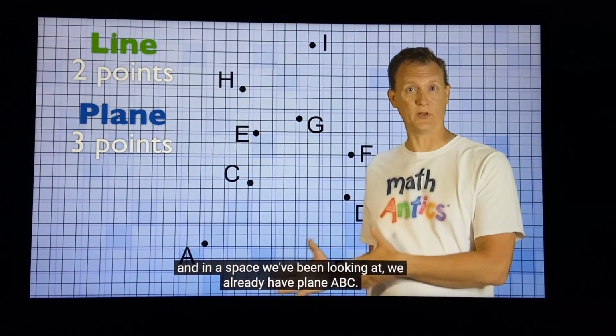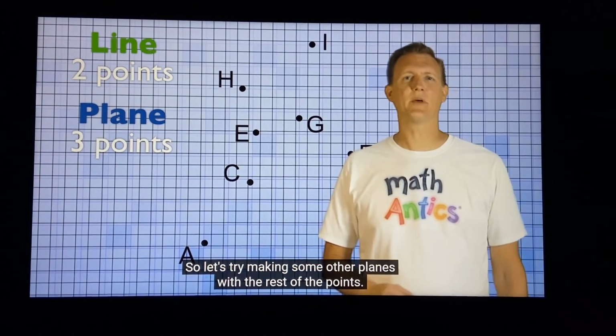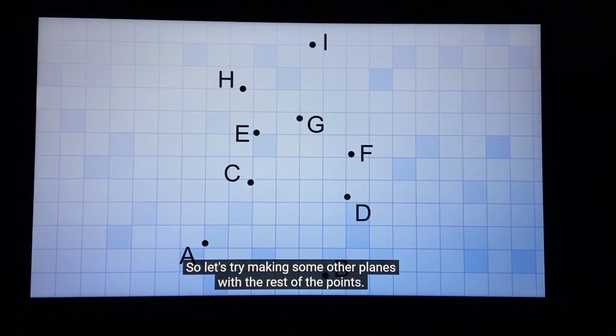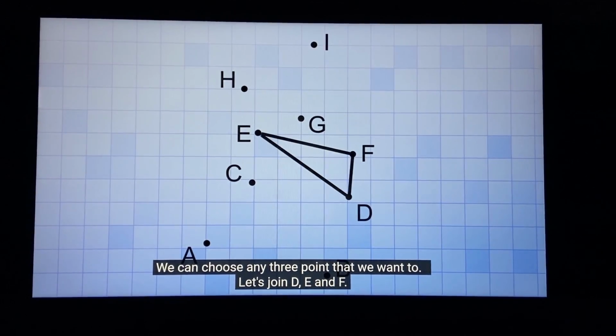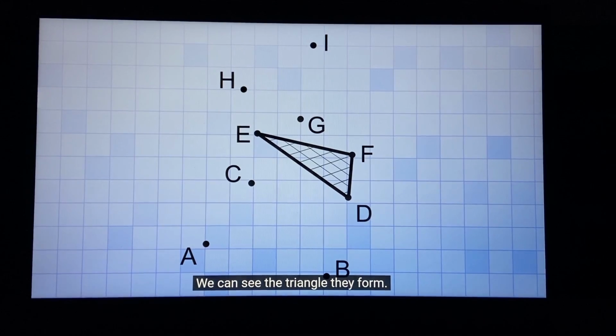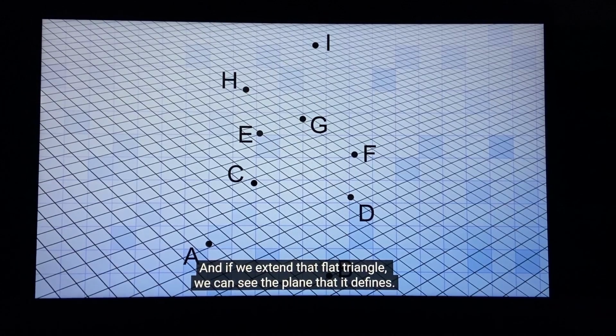And in the space we've been looking at, we already have plane ABC. So let's try making some other planes with the rest of the points. We can choose any 3 points that we want to. Let's join D, E, and F. Now we can see the triangle they form. And if we extend that flat triangle, we can see the plane that it defines.